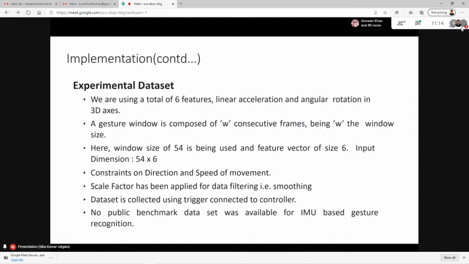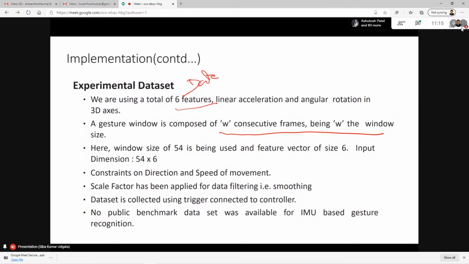Now, what is it that we have done? We are using a total of 6 data, actually not features. So what are the data? Accelerometer X-axis, Y-axis, Z-axis, linear movement, and angular movement, theta x, theta y, theta z. Then you are collecting frames actually. Frames means when you move your hand, the values will continuously change, right? So for this movement, we are taking 54.